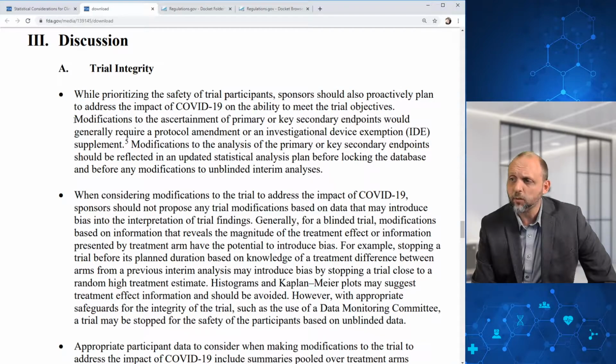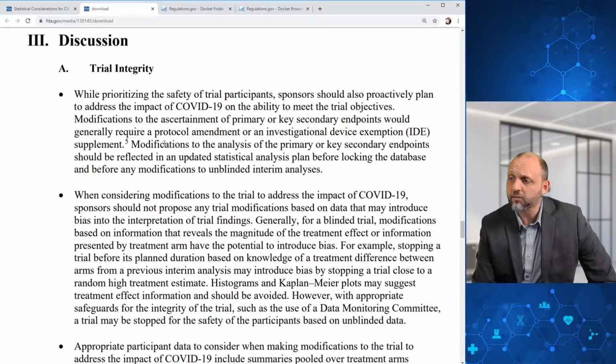So FDA wants you to consider that modifications to the ascertainment, the acquisition of primary or key secondary endpoints would generally require a protocol amendment or an investigational device exemption supplement.